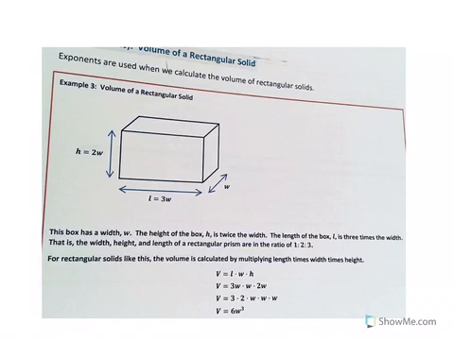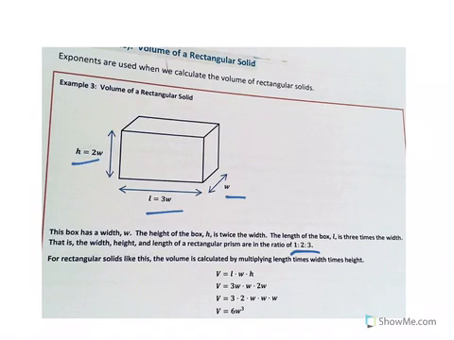Okay, let's look at another example together. This is the volume of a rectangular solid. So here they've given us the height and the length, but not the width. This box has the width of W. The height of the box, H, is twice the width. The length of the box, L, is 3 times the width. That is, the width, height, and length of a rectangular prism have a ratio of 1 to 2 to 3.